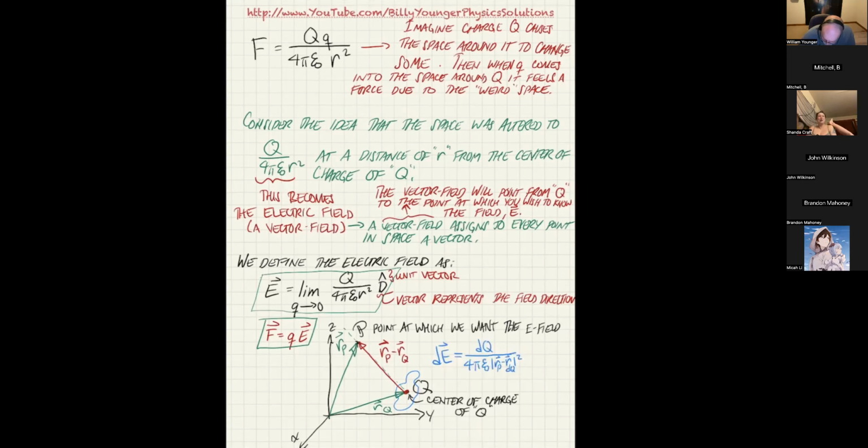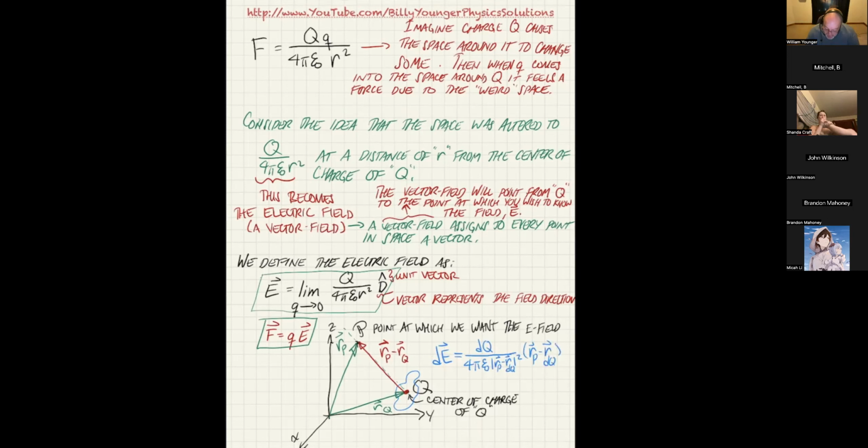But I also need to put the direction there. So I'm going to write r_P minus r_dQ. I know we're about out of time. I'm going to put that vector right there.